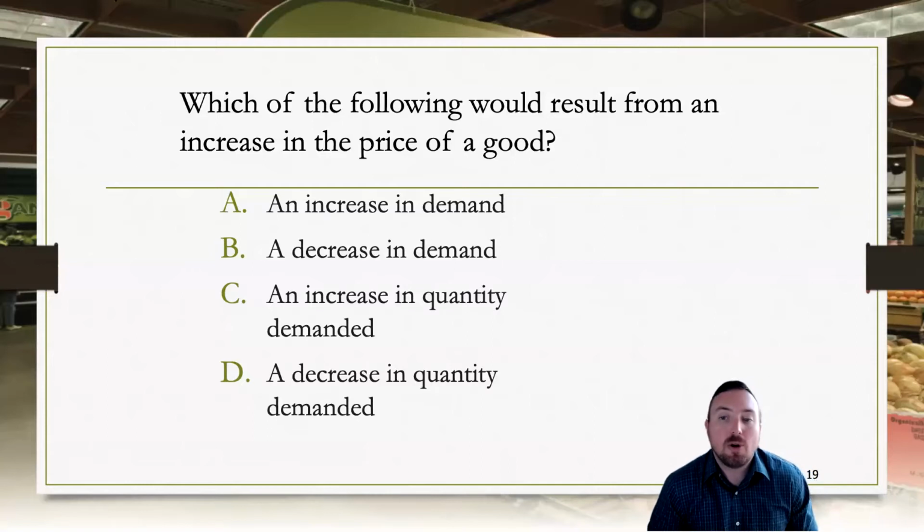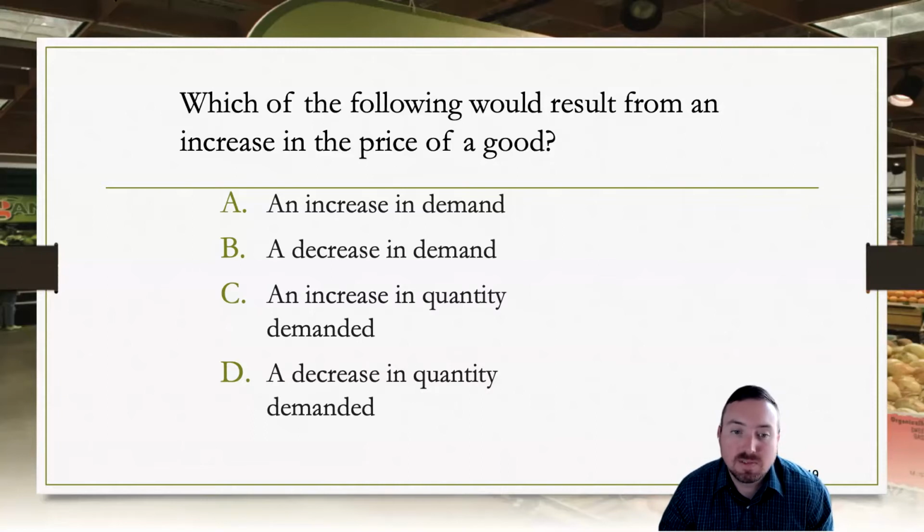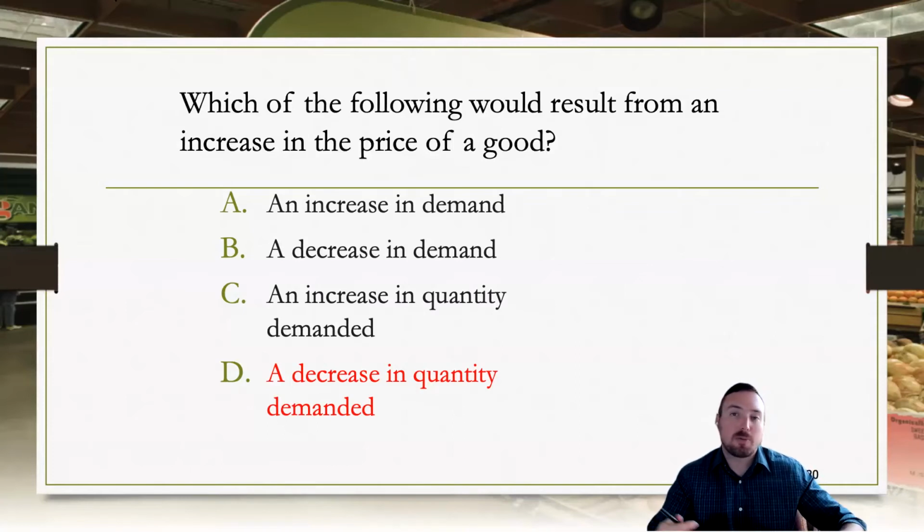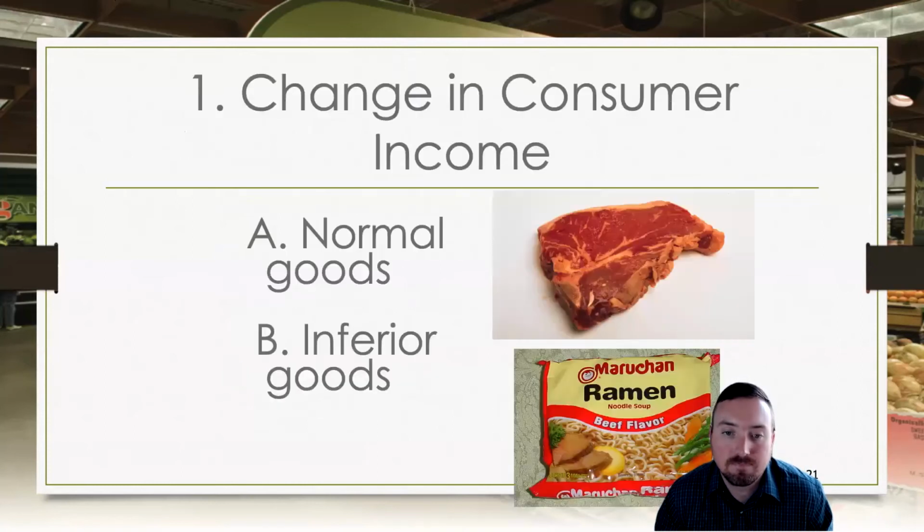So which of the following would result from an increase in the price of a good? So think about this for a second. Which of the following would result from an increase in the price of a good? All right, well, D is the correct answer. It would be a decrease in the quantity demanded. Remember, inverse relationship between price and quantity. An increase in the price of a good is going to lead to a decrease in the quantity demanded.